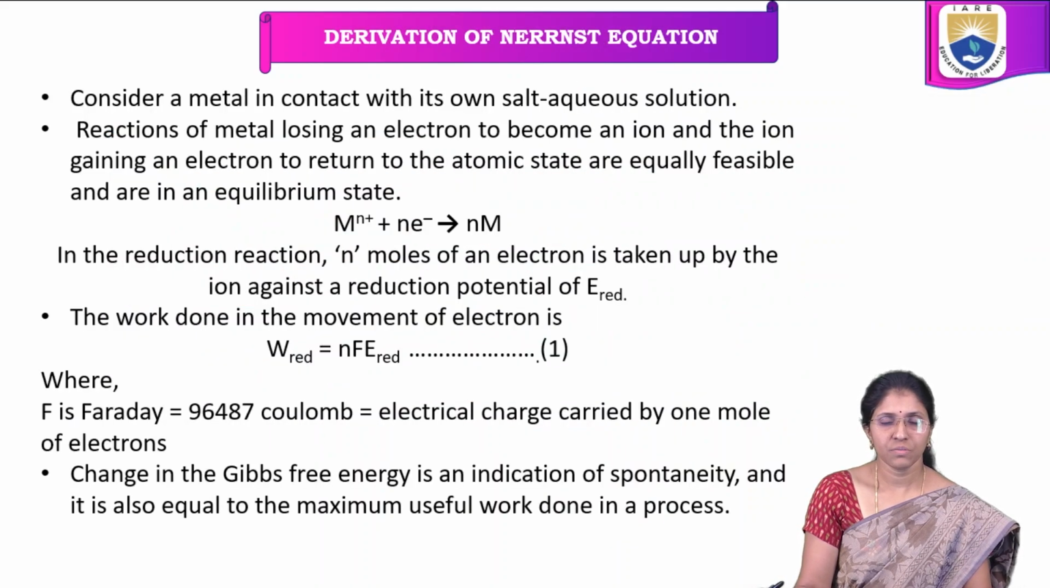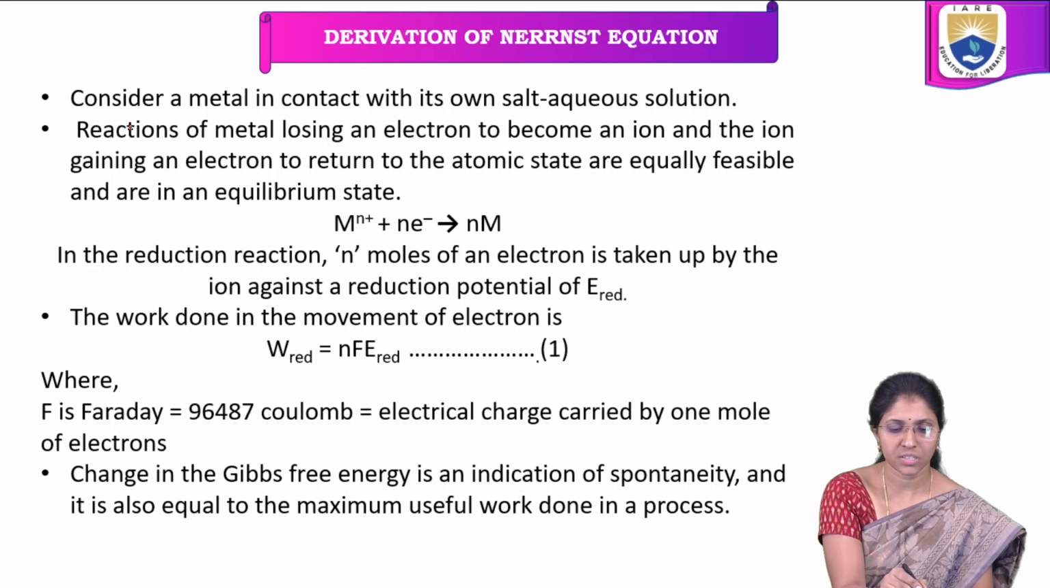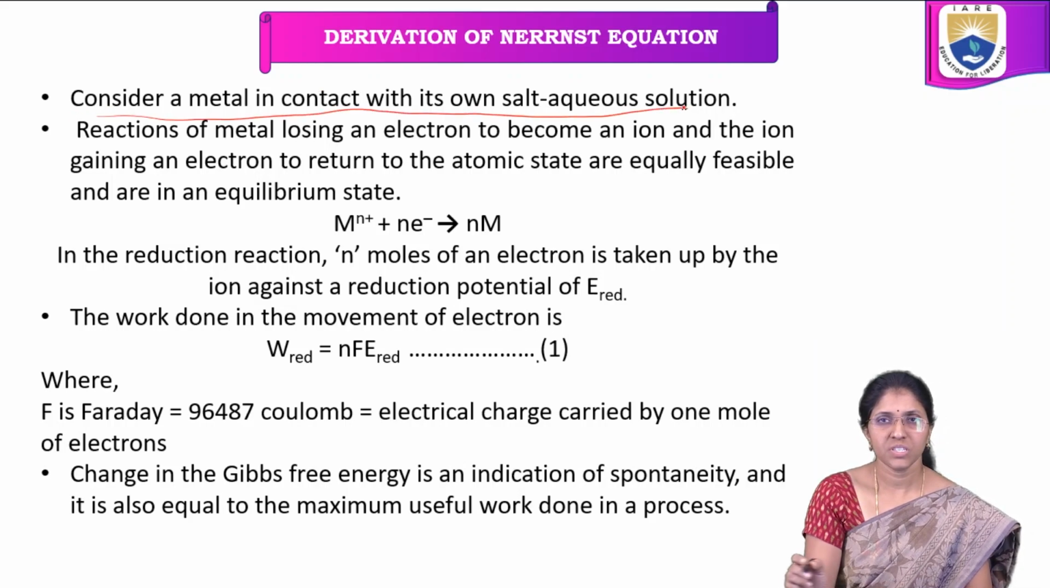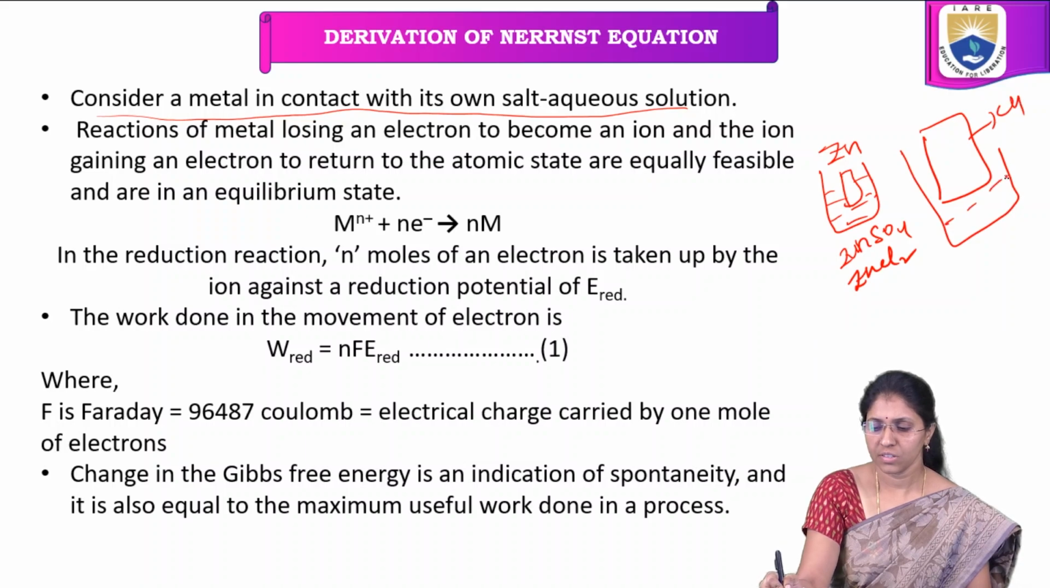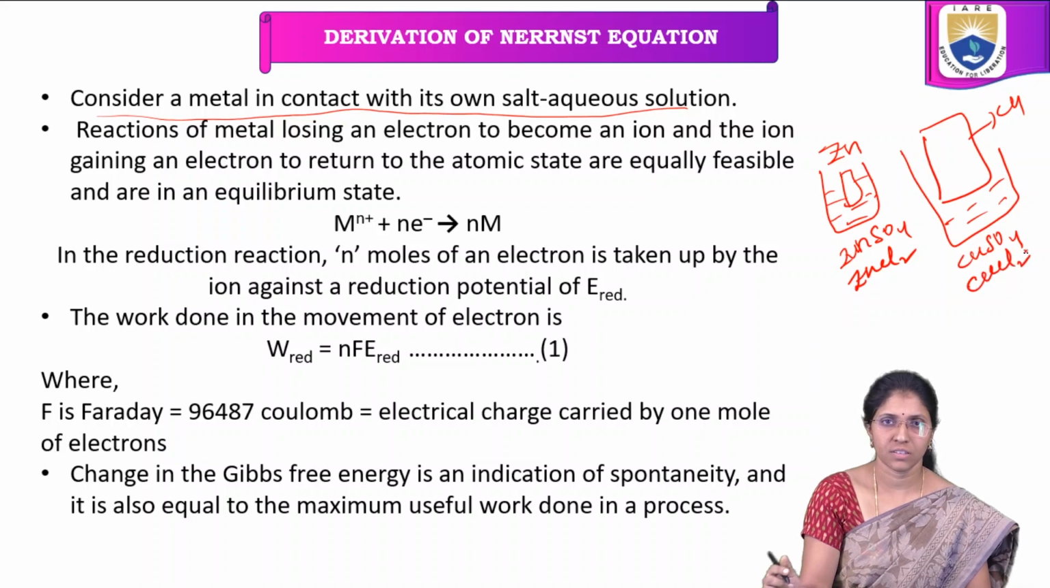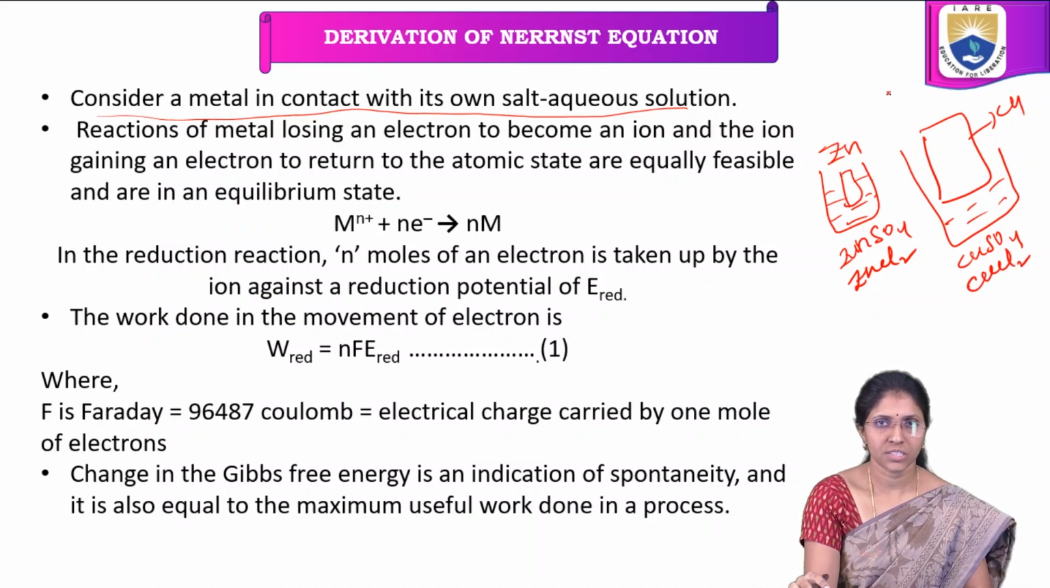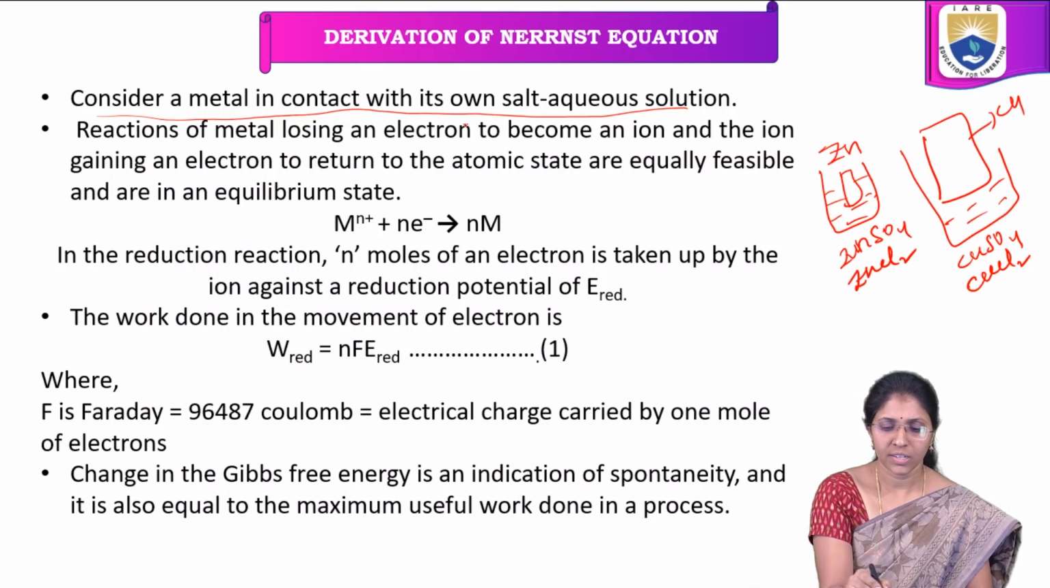So this is the derivation of the Nernst equation. For deriving the Nernst equation, first we have to consider a metal which is dipped in its own salt solution. If we take a zinc rod, it should be dipped in zinc sulfate or zinc chloride. If we take another metal, copper, it should be dipped in copper sulfate solution or copper chloride, etc.